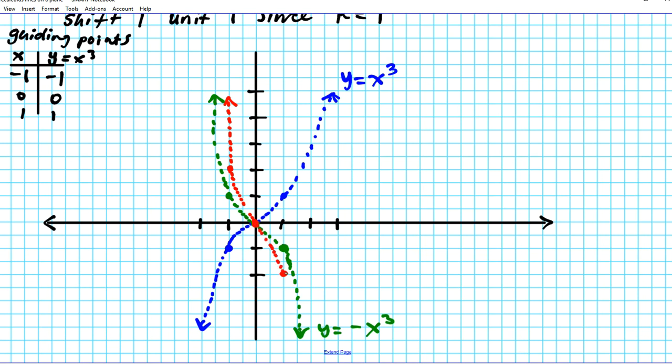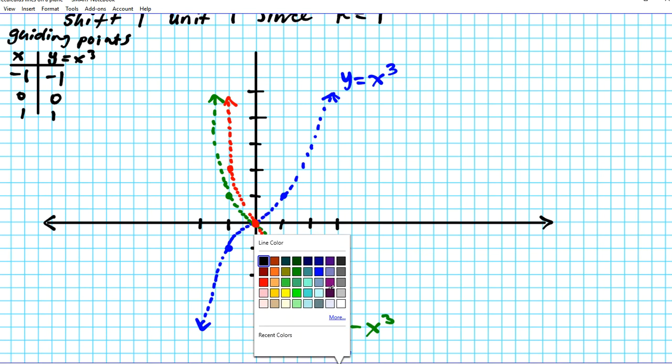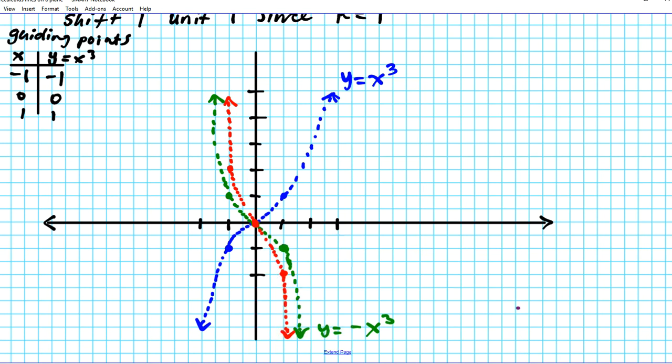Alright, now how about the horizontal stretch? Same principle applies. When you're stretching horizontally, you're going to be tripling, or multiplying, the distance from the y-axis by that factor that you're stretching by. So we're stretching by a factor of 3 in a horizontal direction. So we're going to continue from where we stopped.